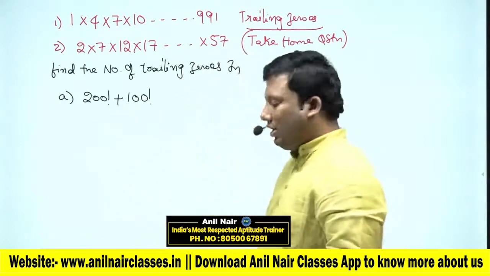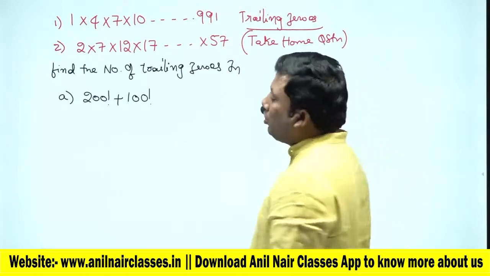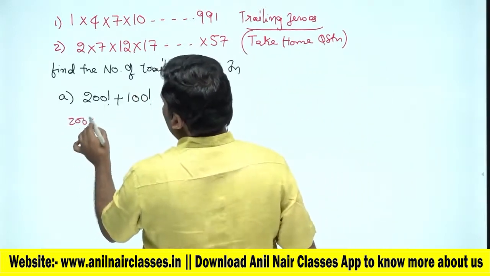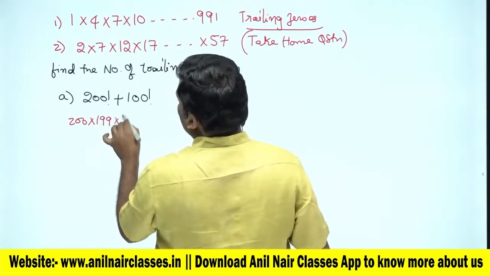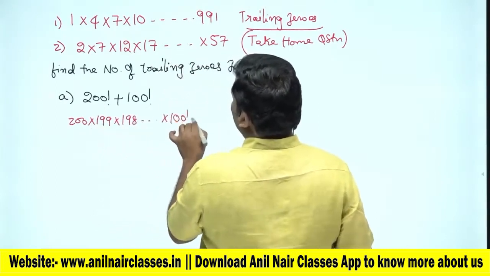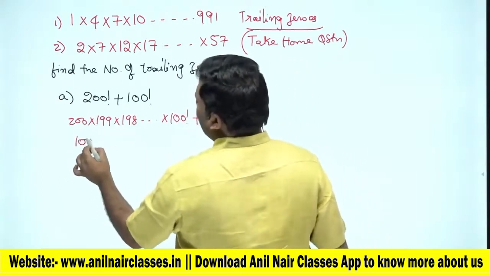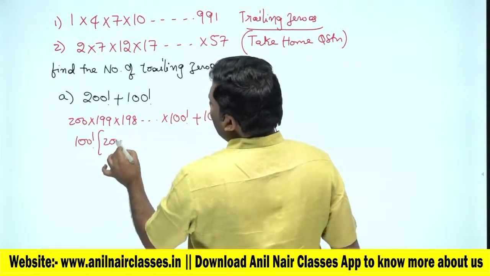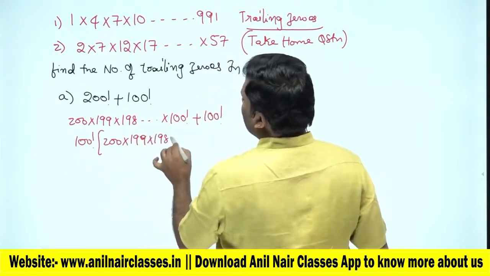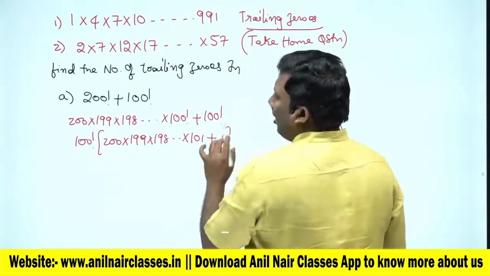Number of trailing zeros is defined as the number of zeros at the end. 200 factorial can be written as 200 into 199 into 198 and so on up to 100 factorial, plus 100 factorial. I can take 100 factorial common. This will be 200 into 199 into 198 and so on up to 101, plus 1. Are you all with me?